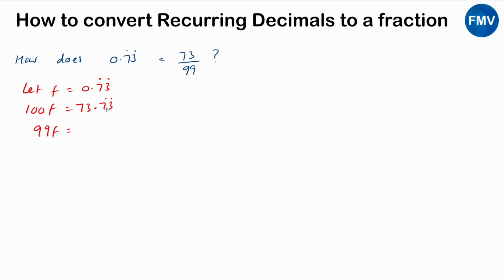If I have 73.73 recurring minus 0.73 recurring, I'm left with 73. So now the value of f is equal to 73 over 99, just by dividing both sides by 99. So that's why 0.73 recurring is equal to 73 over 99. So in this second question here, we're going to change 0.2 to 2 over 9. We use the same process.